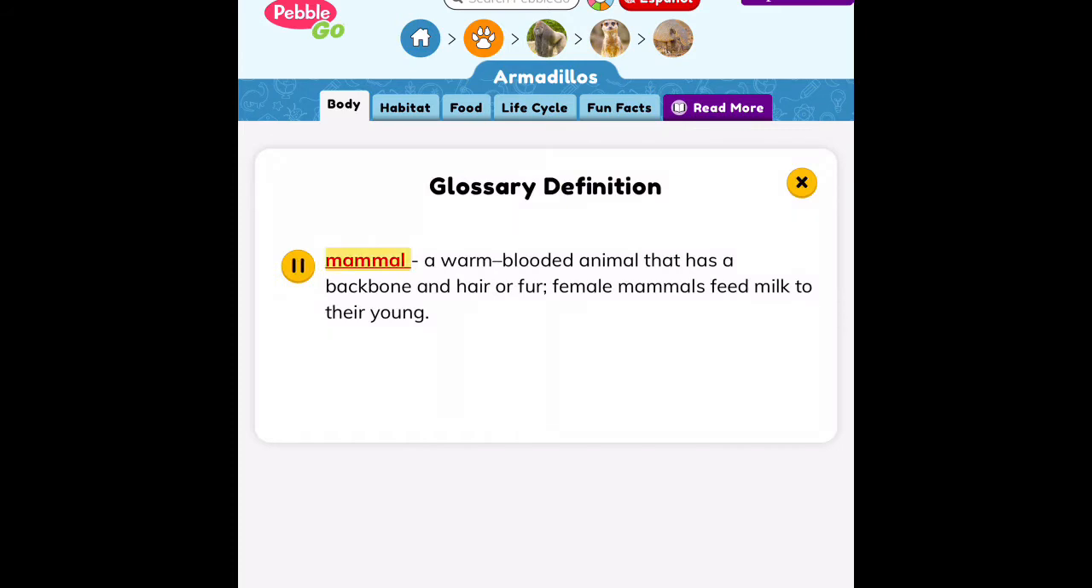Mammal. A warm-blooded animal that has a backbone and hair or fur. Female mammals feed milk to their young.